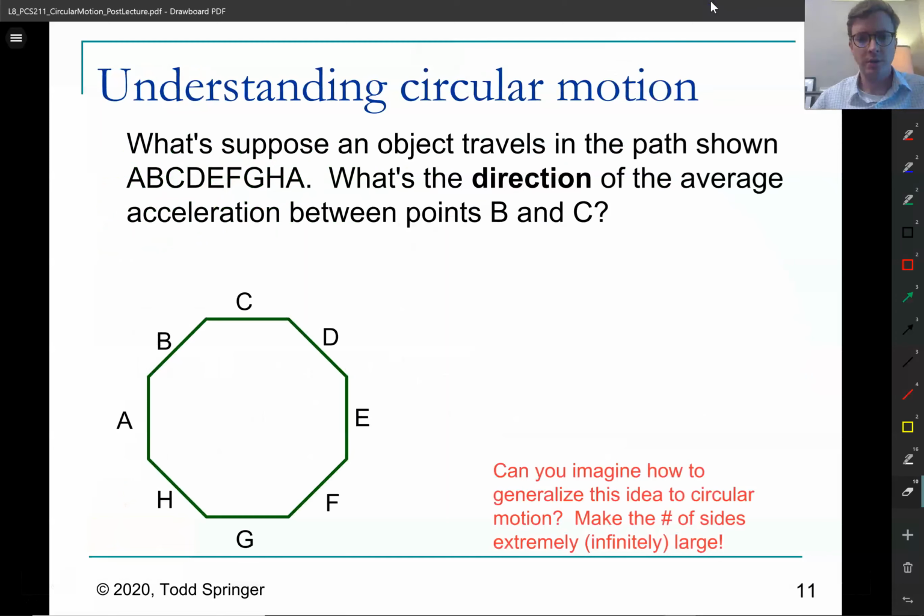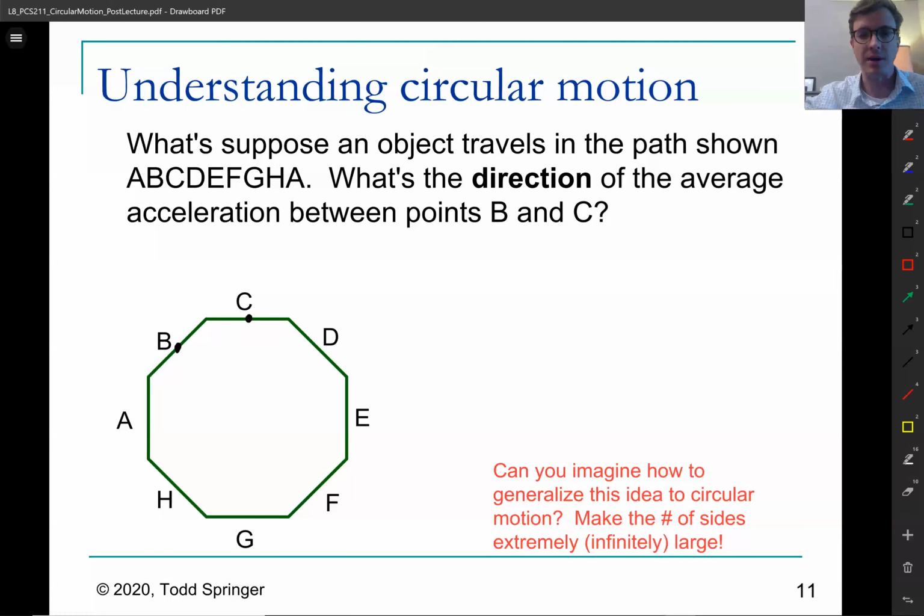Okay, let's do a little bit of work here to describe circular motion. I'm going to do a toy example, which is not a perfect circle, but if you look at it, it looks a little bit like a circle. It's an octagon. So let's say you're traveling around this path, A, B, C, D, E, F, G, H, and then back to A. I'm going to write 2 points on this curve here, point B and point C. And suppose you want to know the direction of the average acceleration between points B and C.